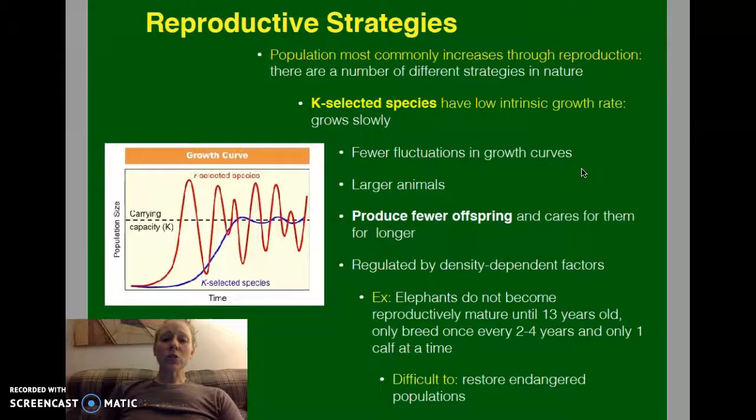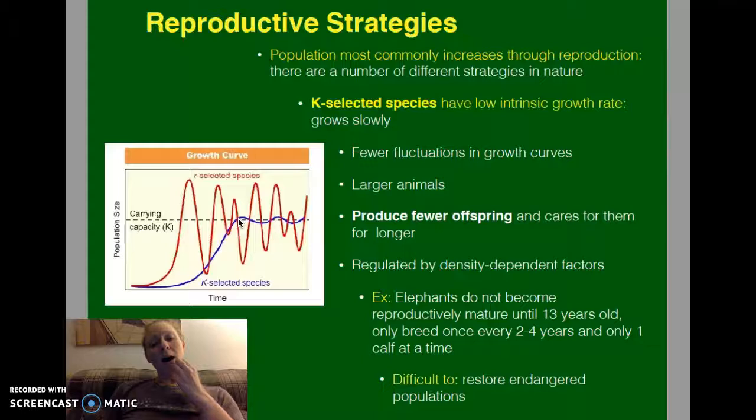And so there are a few different reproductive strategies for organisms. Let's first talk about the K-reproductive or the K-selected species. So here we're going to follow this blue line. K-selected species have characteristics where they're going to have a low intrinsic growth rate. So you can see how their population growth rate is much smaller, or much slower, than the other R-selected species. And so these tend to be your larger animals. They have lower fecundity, meaning they produce fewer offspring, and they take more time to care for their offspring. So these are like your elephants.